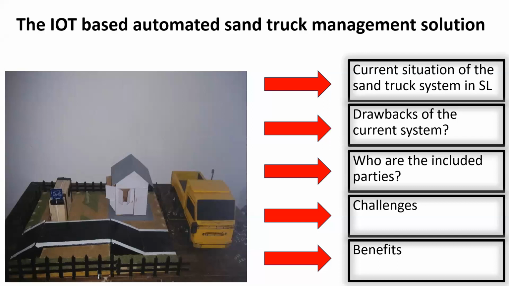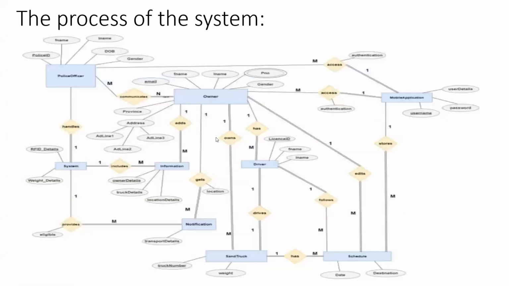Also, an owner can have different sand trucks. Sometimes one owner can have more than one sand truck, and the owner can get notifications from the system and also the mobile application. The police officer is the involved party handling and monitoring the system. But the mobile application can be used by both parties, police officers and owners. And the owner can create, edit or update the schedules as well as the truck details.